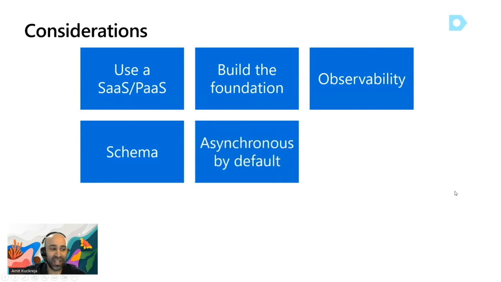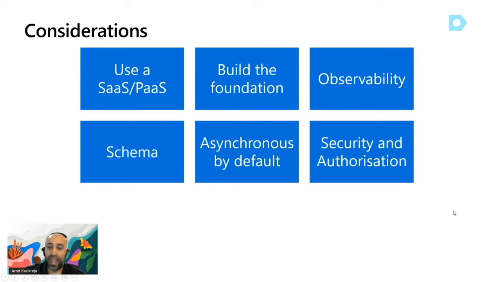Generally speaking, the default communication type should be asynchronous, with a couple of caveats. If a user's clicked a button and is waiting, then you probably want to make it synchronous, but there's still a few things to decide there. But over time, you should be aiming for asynchronous by default, unless the use case deems otherwise.